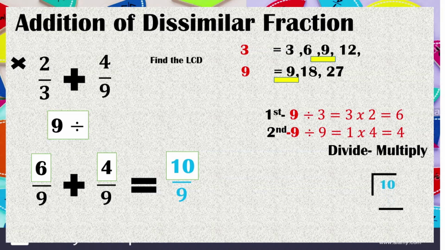10 ang dividend, 9 ang divisor. So, 10 divided by 9 is 1. 1 times 9 is 9. And 10 minus 9 is 1. So, the answer is 1. That is our whole number. And our numerator is 1. And our denominator is 9. So, the final answer of 2/3 plus 4/9 is 1 and 1/9.